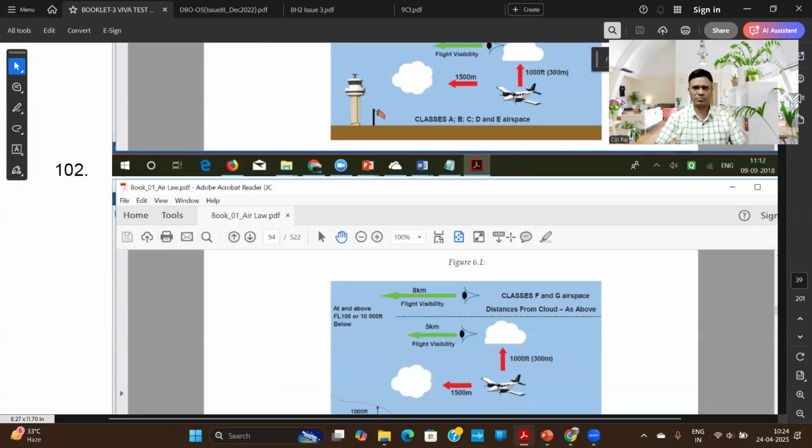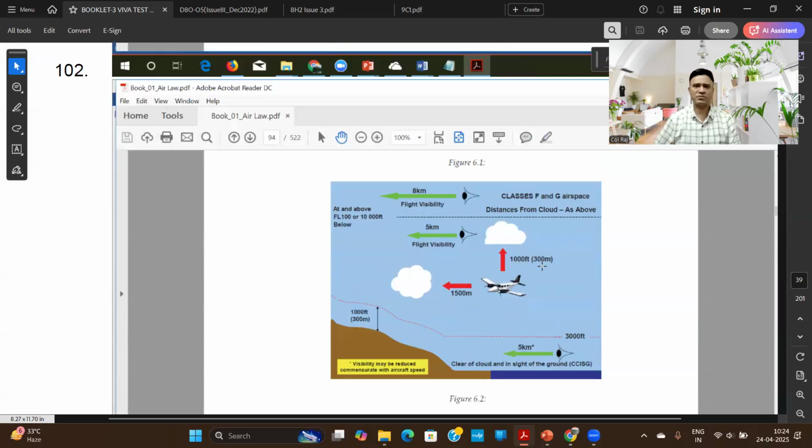When we go to uncontrolled airspace like F and G, then the rest of the criteria is all the same. The only difference is this is specially applicable for people flying helicopters on mineral survey or such like things. If you are maintaining below 3000 feet, then you should maintain a terrain clearance of 1000 feet and you should be CCISG. That means clear of cloud and in sight of ground. So terrain contact is very important, especially helicopters flying low.